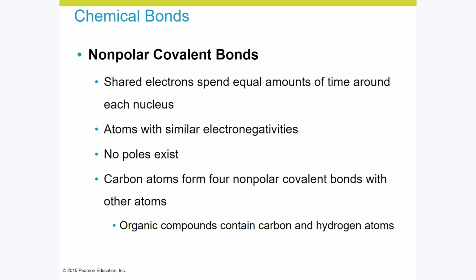So nonpolar covalent bonds are shared electrons that spend an equal amount of time around an atom. So they're going to be linear almost. The atoms have similar electronegativity, and there's no poles. So that's why it's nonpolar. I kind of think of the Earth has 2 poles, so it's going to pull in opposite directions. This one has no poles, so it's going to be nice and equal. Carbon atoms have 4 nonpolar covalent bonds with other atoms. So this makes organic compounds, and these typically are carbon and hydrogen.